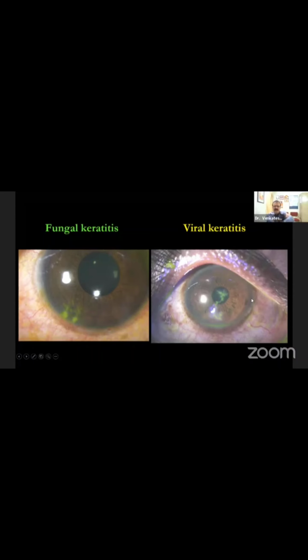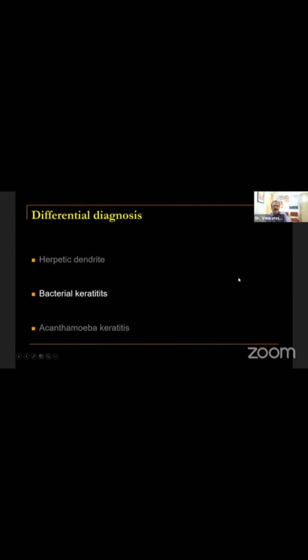So in a real life situation, if you are in doubt, and if the patient has a comparatively quicker onset, and gives a history of a foreign body fall, I would rather treat it as fungal ulcer for a couple of days before being certain whether it is fungal or viral. So in doubt, treat a dendrite as a fungal keratitis unless it is very, very clear like this.